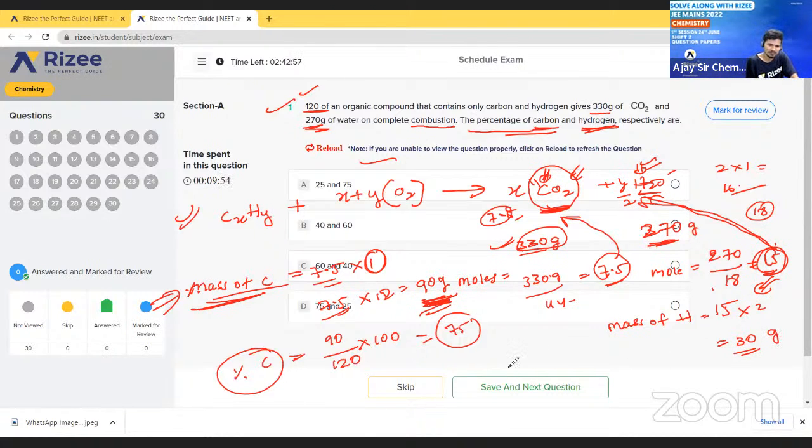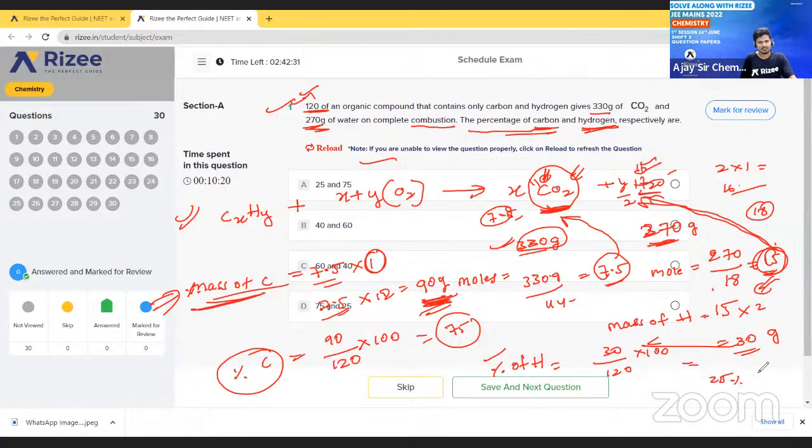Clear? Then we will find the percentage of hydrogen. So percentage of hydrogen is how much? Here this 30 grams by total 120 grams. We are doing percentage, which means we have to multiply with 100. So how much will we get here? 25 percentage. Am I right?